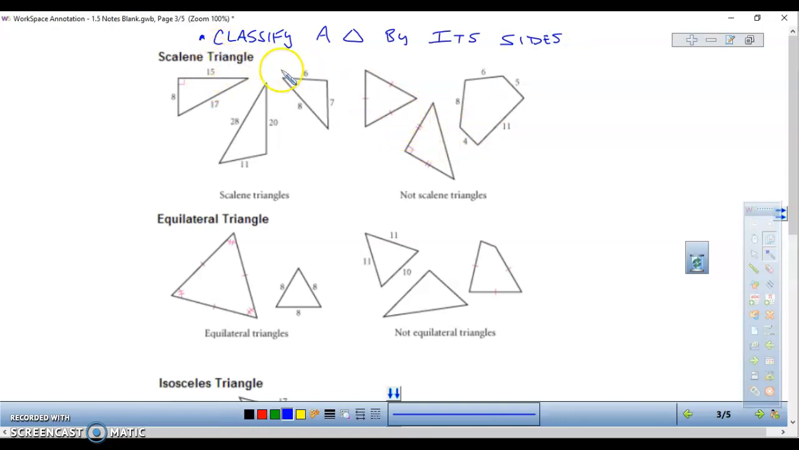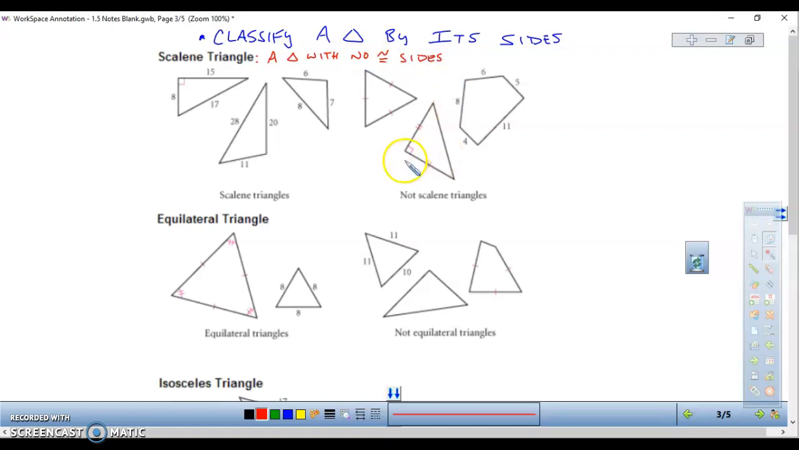So here the first one is a scalene triangle. And you'll notice that in this non-scalene triangle, all the sides are the same. And in this non-scalene triangle, 2 sides are the same. And this obviously is not even a triangle. But you'll notice in a scalene triangle, all the sides are different. And that's exactly the definition. So a scalene triangle is a triangle with no congruent sides. None of the sides are congruent.